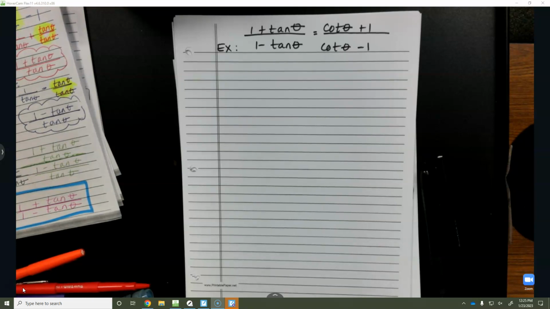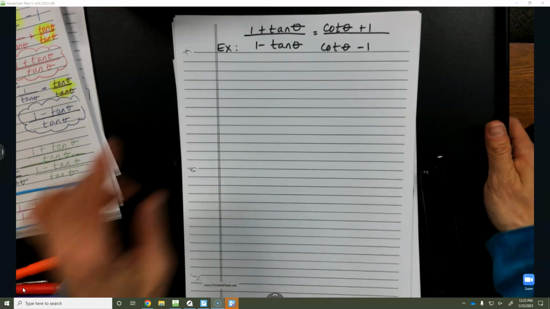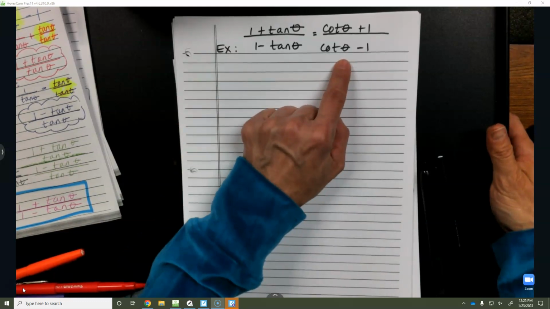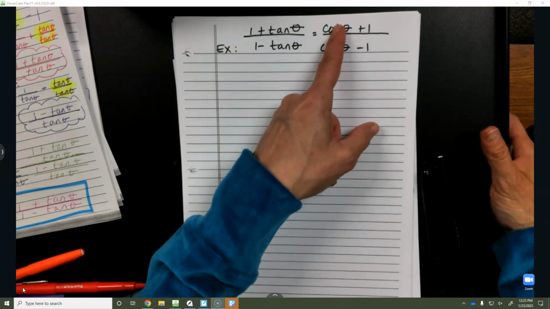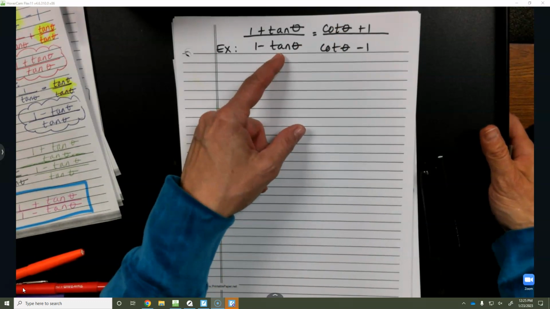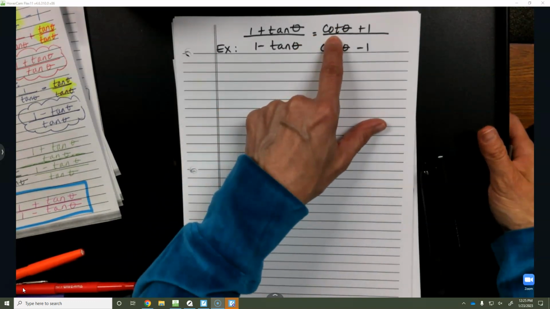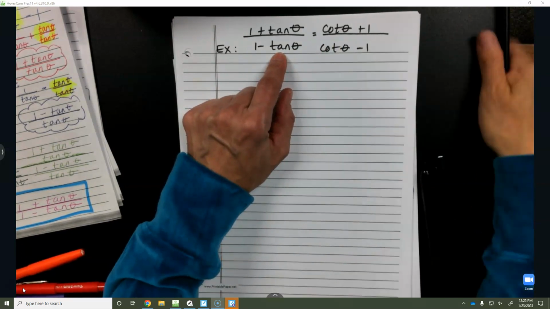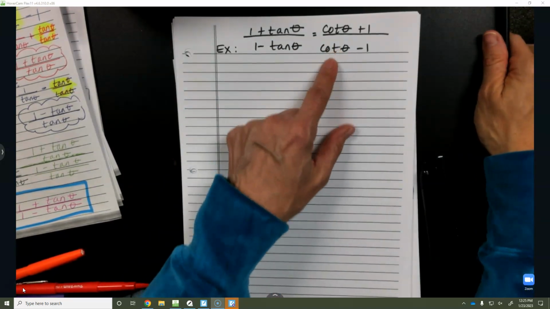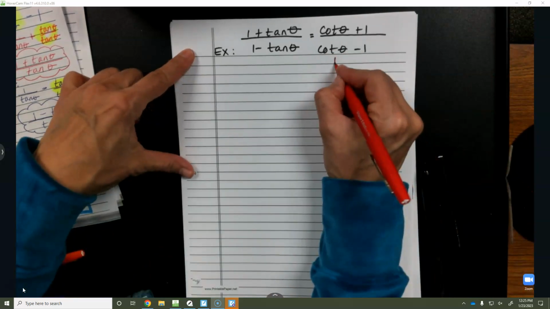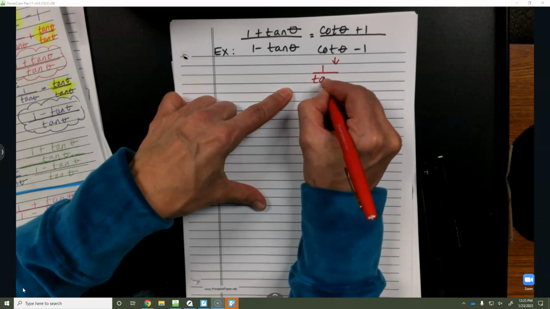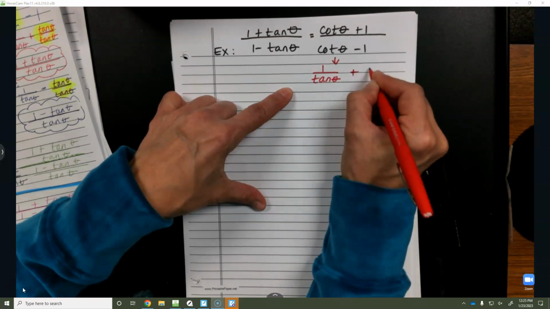So it looks like I need to combine some stuff together. First of all, I need to figure out which side to work on. Tangent's like a main trig function, so I'm going to leave that side alone. I'm going to focus on this, because I can actually write cotangent with those letters. How can I write cotangent with TAN in it? What is that going to look like? 1 over, that's right. So that's totally where I'm going to start. So this is going to turn into 1 over tangent theta plus 1.